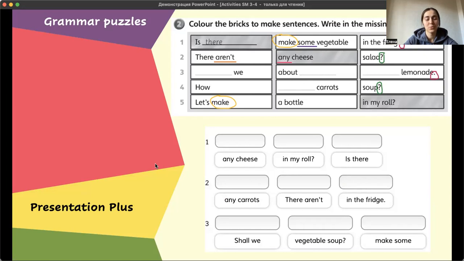And I also noticed that in Presentation Plus, this task looks different. So I think here it is much easier. Well, we can do this, but there is no analysis of language. So they just need to put these parts of sentences in the correct order. So that's really easy. So we never do it. I just show them this exercise on the board, from the workbook, and we do it together. So I never do it in Presentation Plus.